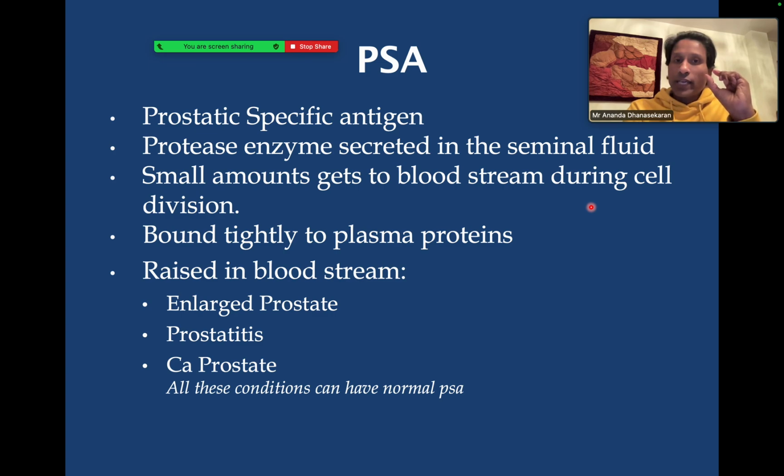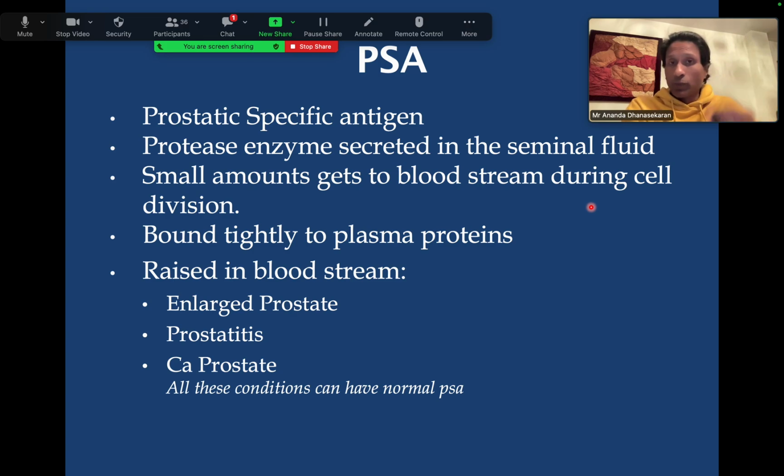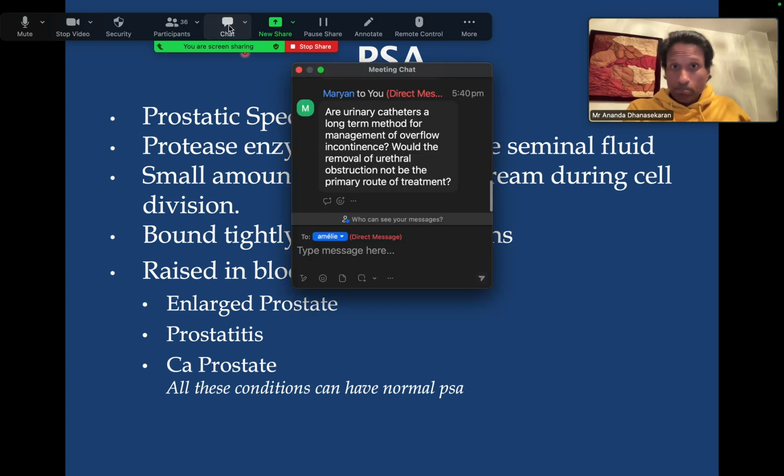The protease enzyme is secreted in the seminal fluid. So the seminal fluid is the one which releases the protease enzyme, and small amounts of this are released into the bloodstream. If this small amount is released, it means it's normal. So any man, maybe even from the age of 20, if you do a blood test, there will be some amount of PSA present, because even a benign, soft, normal prostate will produce PSA. But once there are some cancerous changes, there is a shoot in the PSA value, and depending upon the severity, as I said, risk stratification, you will be seeing quite a significant increase in the PSA.